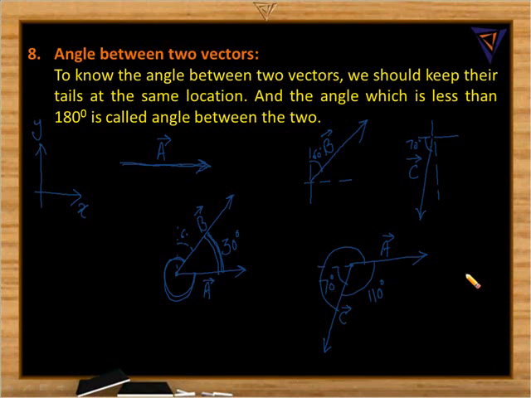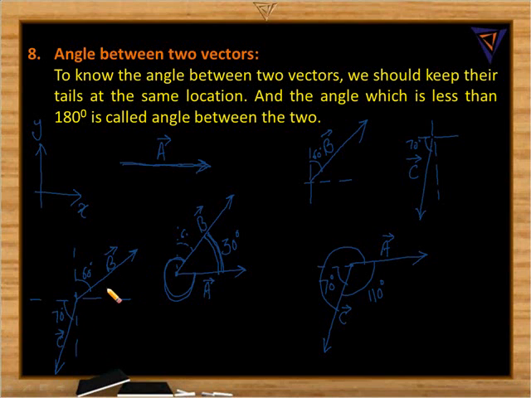Suppose we draw the vectors B and C keeping their tails at the same location. Just draw the reference x and y. So vector B is here. Here it is, vector B at an angle of 60 degrees with the y-axis. And here is the vector C. This is the vector C which makes an angle of 70 degrees with the negative x-axis.